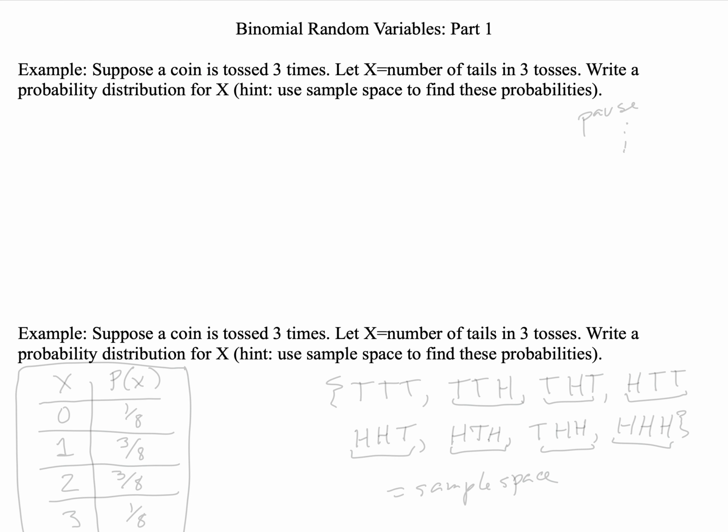In this video, we're going to introduce binomial random variables. So to start off, suppose that a coin is tossed 3 times. Let's let x be the number of tails in the three tosses. Write a probability distribution for x. And as a hint, use the sample space to find these probabilities. So I'm actually going to let you try this problem out, and we'll talk about it in just a moment.